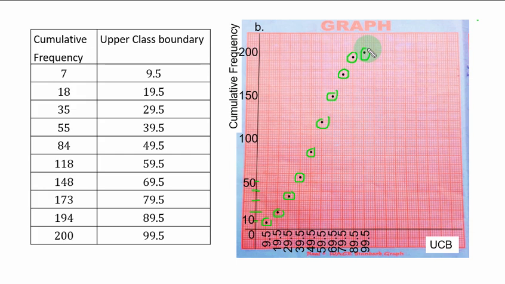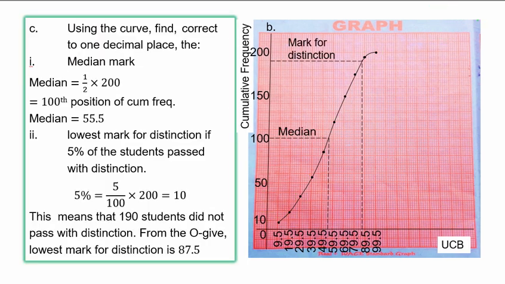Now, if you plot the ogive or cumulative curve correctly, you always have an S shape from it, and from this point the S shape is already visible. So let us join the points together and use the curve to answer C part of the question. All the points have been joined together, and you can see the S shape very clearly.